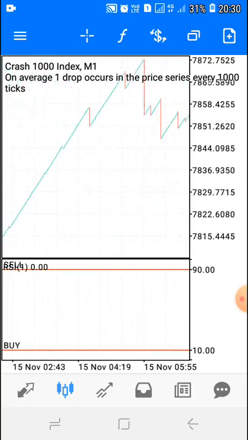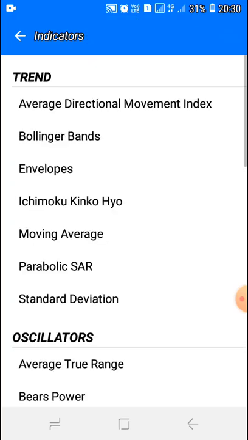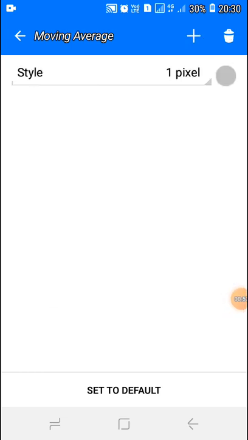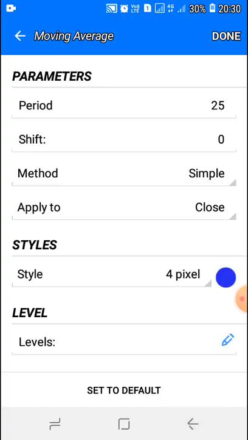Okay, the next indicator that we're gonna need for the strategy is our moving average. Now make sure that your first moving average is your 25 moving average. Okay, now period should be 25, sub 0, method simple, apply to close, styles 4 pixel blue. Levels, you do not need any levels when you add your moving average.